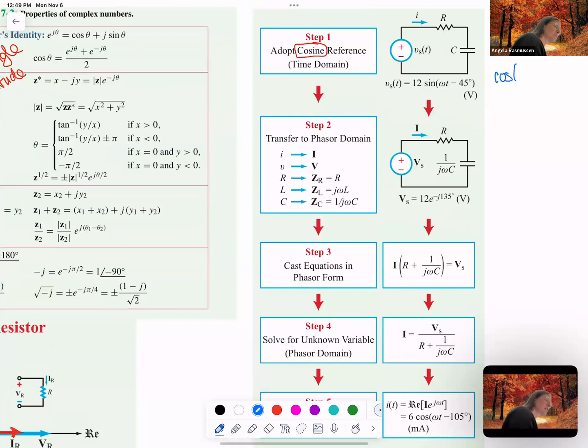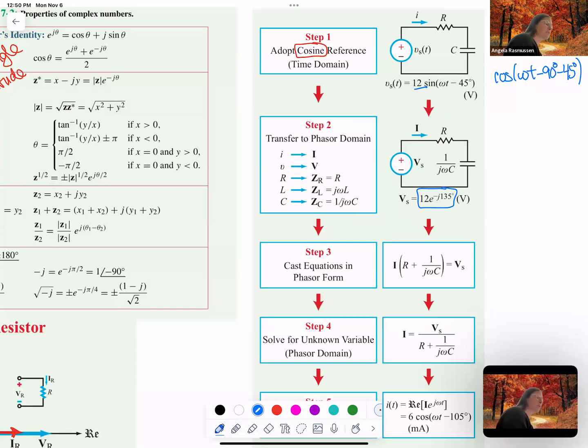Yep. So cosine omega t, you do minus 90 degrees from cosine. So this would be minus 90 to change it from sine to cosine, and then add the minus 45 degrees again. So that gives us minus 135 degrees. And then you put it in phasor form, so it becomes 12, which is the amplitude, e to the minus j 135 degrees from that shift.